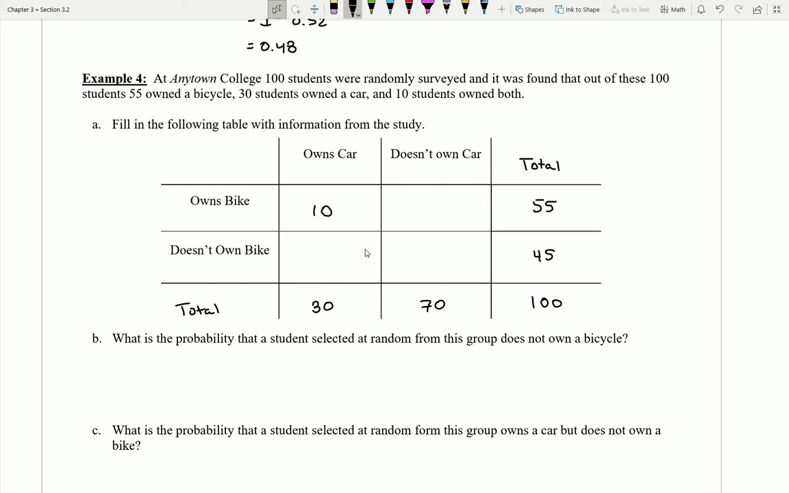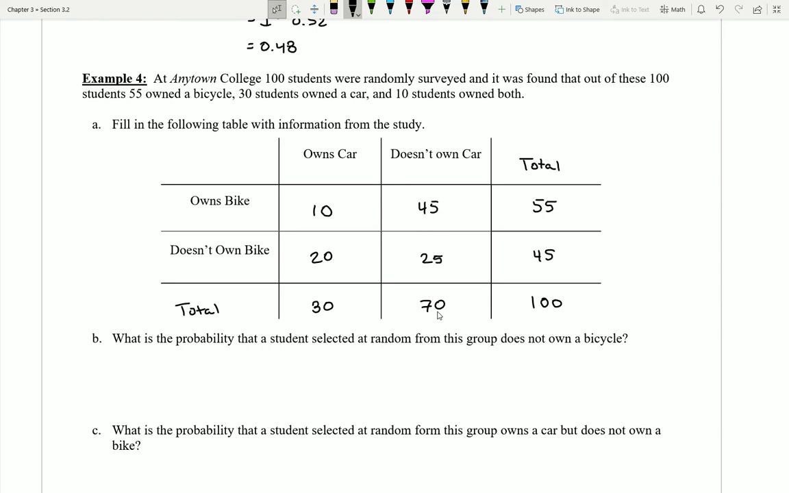Notice now a chain reaction can start, where I can start to fill in a lot of these other values. I know that if there are car owners that do and don't own bikes, the total of those have to add to 30. Same thing going across. 10 plus 45 makes 55, and 20 plus 25 makes 45. And notice I can even double check coming down here. 45 plus 25 does indeed make 70. So this is good. I have my table filled out. And occasionally on some worksheets and on different assessments, I might ask you to fill out a table very similarly, and you should be able to do so with the given information.